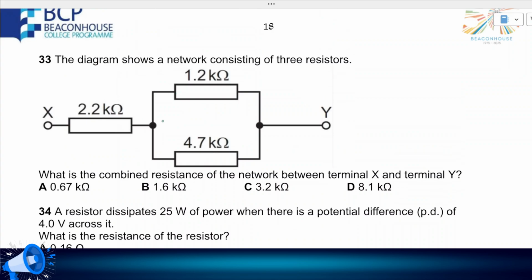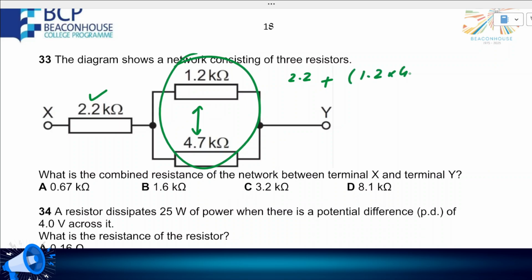Okay, then we need to find the combined resistance of the circuit. So the combined resistance of the circuit needs to be found out. I'll find the parallel of these two and I'll add this one. So 2.2 plus whatever the parallel combination of these two would be. So how do we find it? Product over sum. Product over sum.